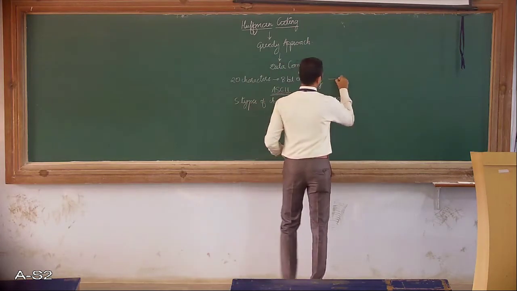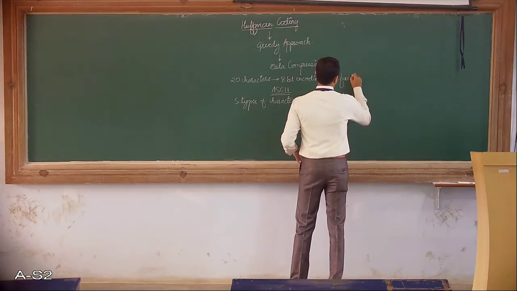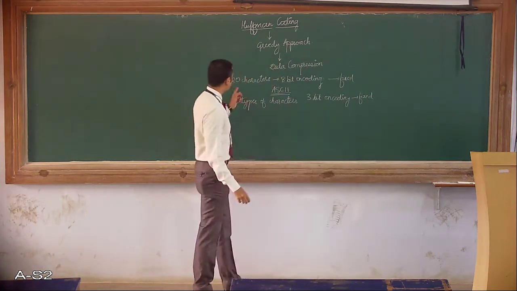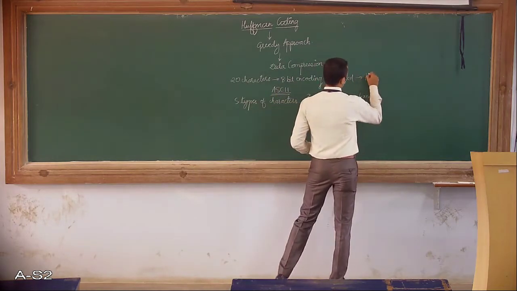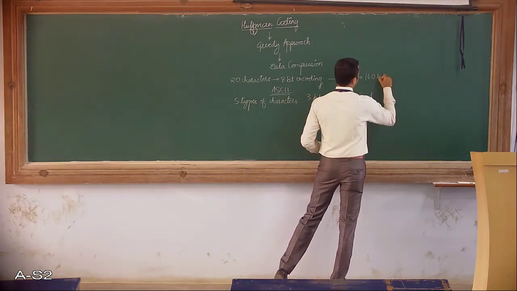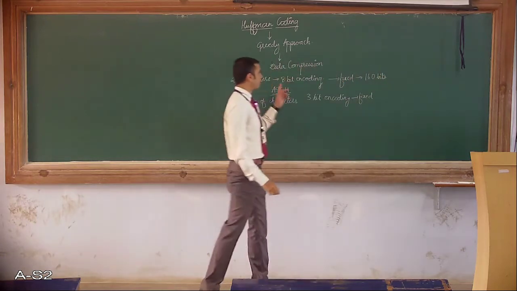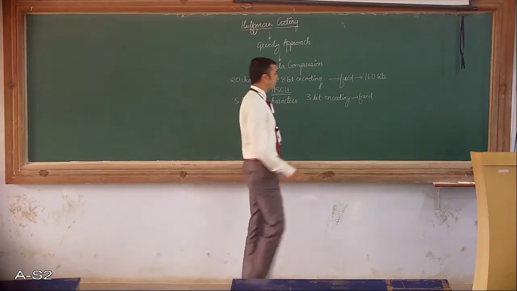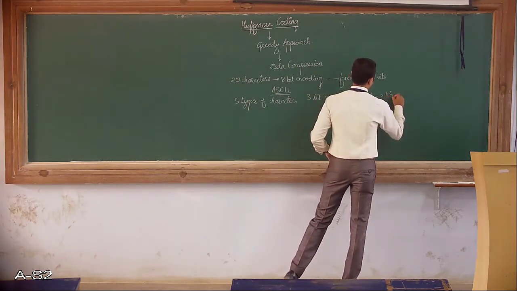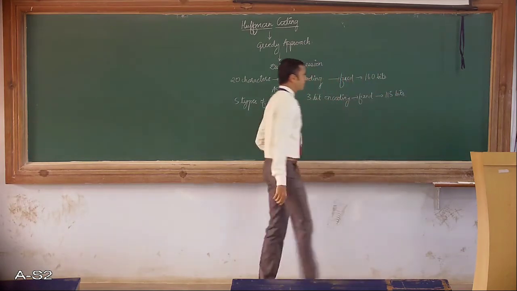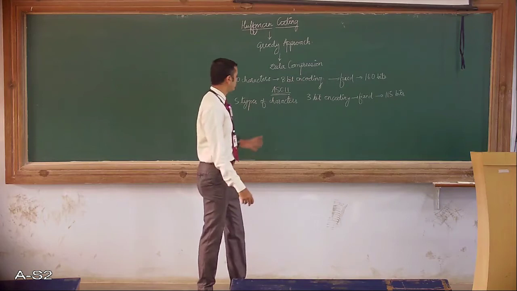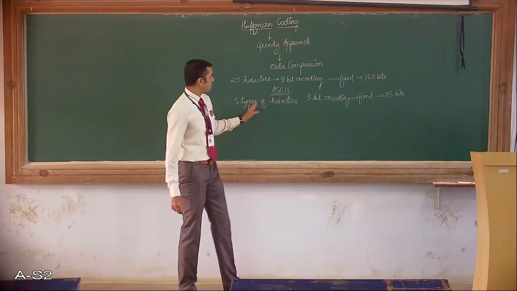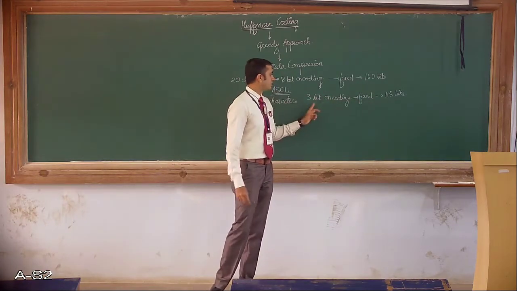So these two are fixed length. We saw that with 8-bit encoding, 160 bits were required to send that message of 20 characters. Then the 3-bit fixed length encoding required 115 bits to send 5 different types of characters.